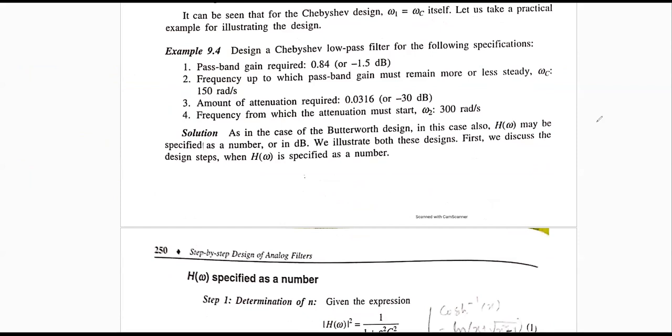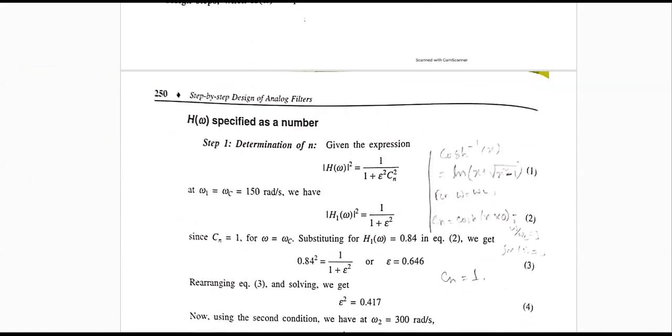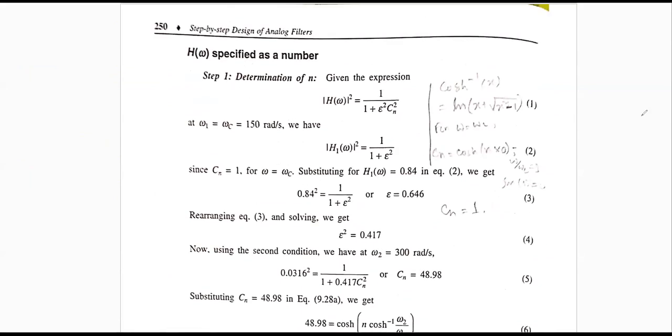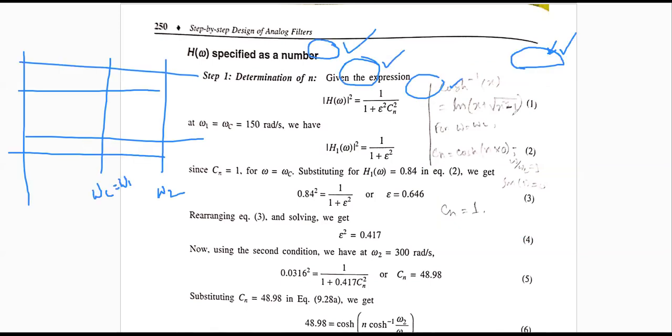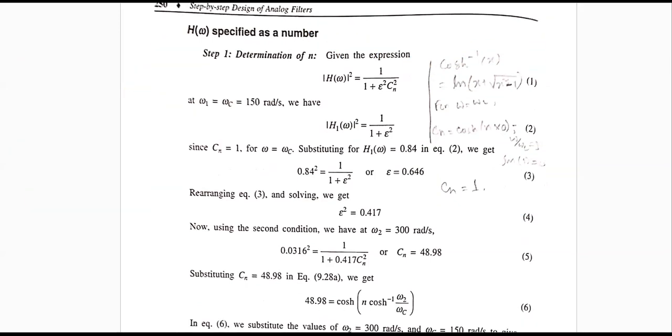The design process is illustrated here, so I will not go into detail, so you can go through that. You need this formula to understand: cos inverse x is equal to ln of x plus root over x square minus 1. You can also draw this in MATLAB so that you can understand the plot very easily. Step by step, you have this fundamental equation, which you need to memorize, because these are the polynomials, that is the starting point.